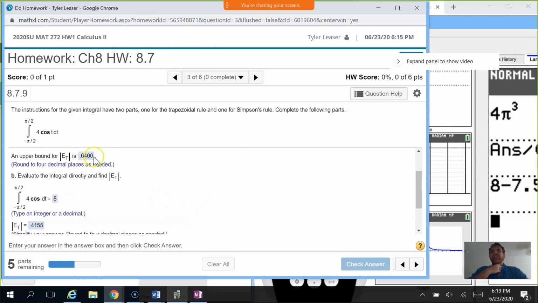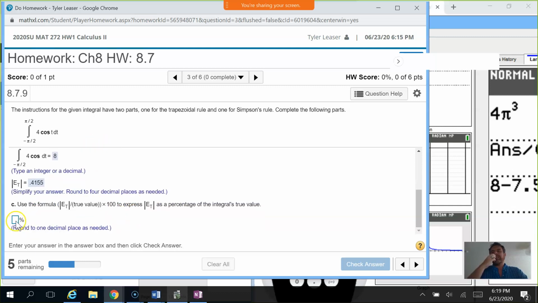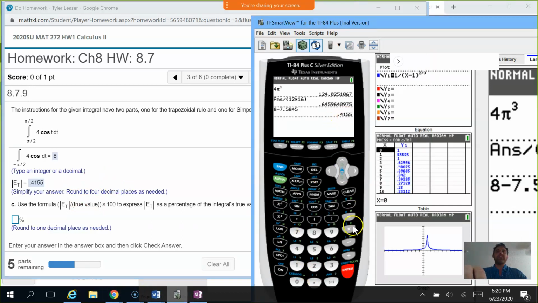Okay. So this number up top was the maximum possible error for doing it with 4 step sizes. This is what actually happened when we did it. So this number is always going to be bigger. And then it's asking us to find the percentage. And it gives you the formula for that, but it's nothing too crazy. So just take this thing that we just got, this 0.4155, and then divide that by the true value, which was 8, and then just change that into a percentage. So 0.4155 divided by 8. That changed to a percentage would be, what do they want, 1 decimal point, so 5.2%.